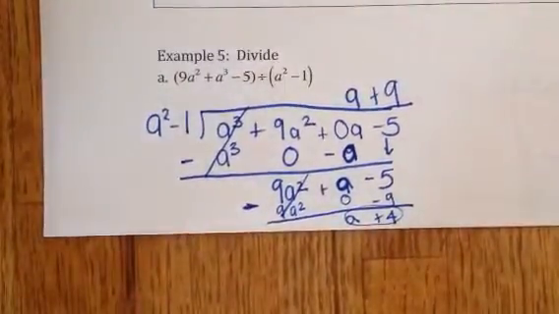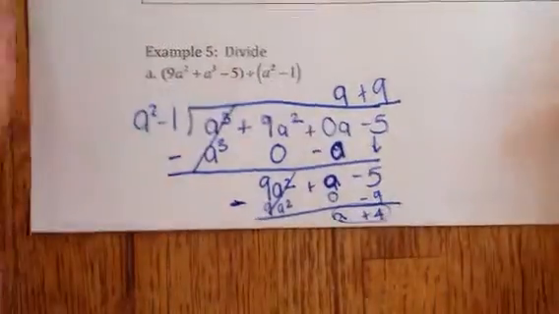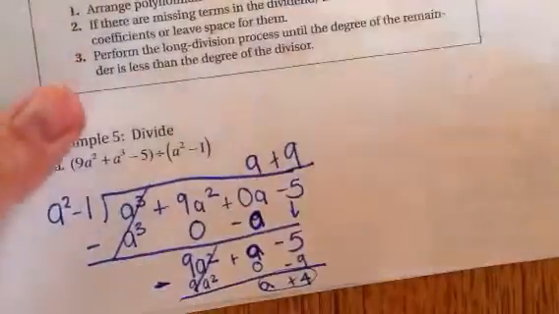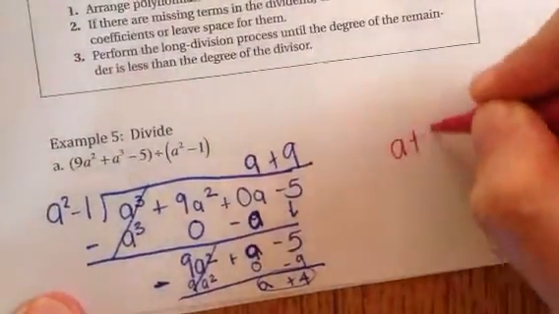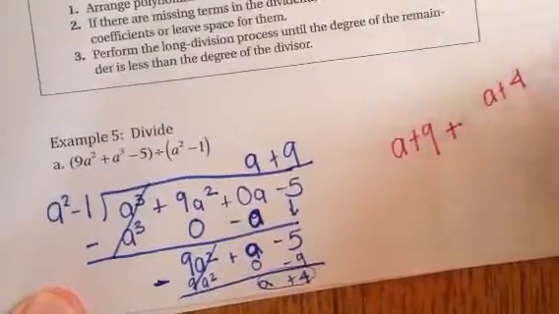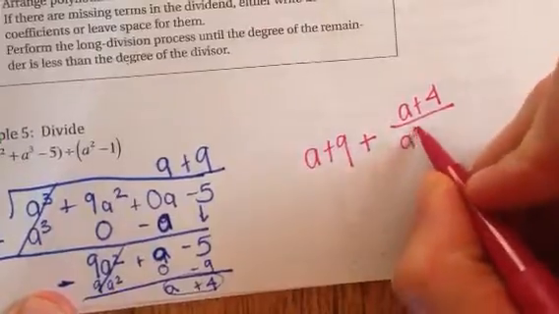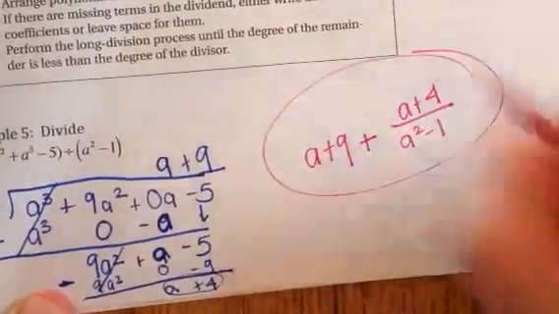So my remainder doesn't just necessarily have to be a number, it could also be an expression. So my answer would be my quotient, a plus 9, plus my remainder, a plus 4, over what I divided by, which was a squared minus 1.